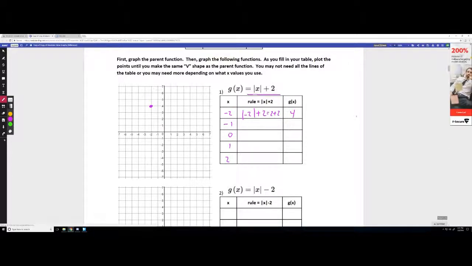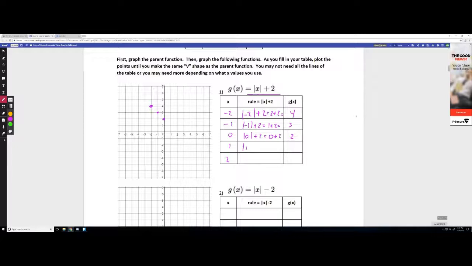Let me move on to -1. The absolute value of -1 plus that 2, just like the original equation. Now we can't have a -1, it's got to be positive, right? So the absolute value of -1 is positive 1. And don't forget that plus 2, and 1 plus 2 equals 3. So we have -1 comma 3. Sweet. And now 0. The absolute value of 0 is just 0, and 0 plus 2 is 2.